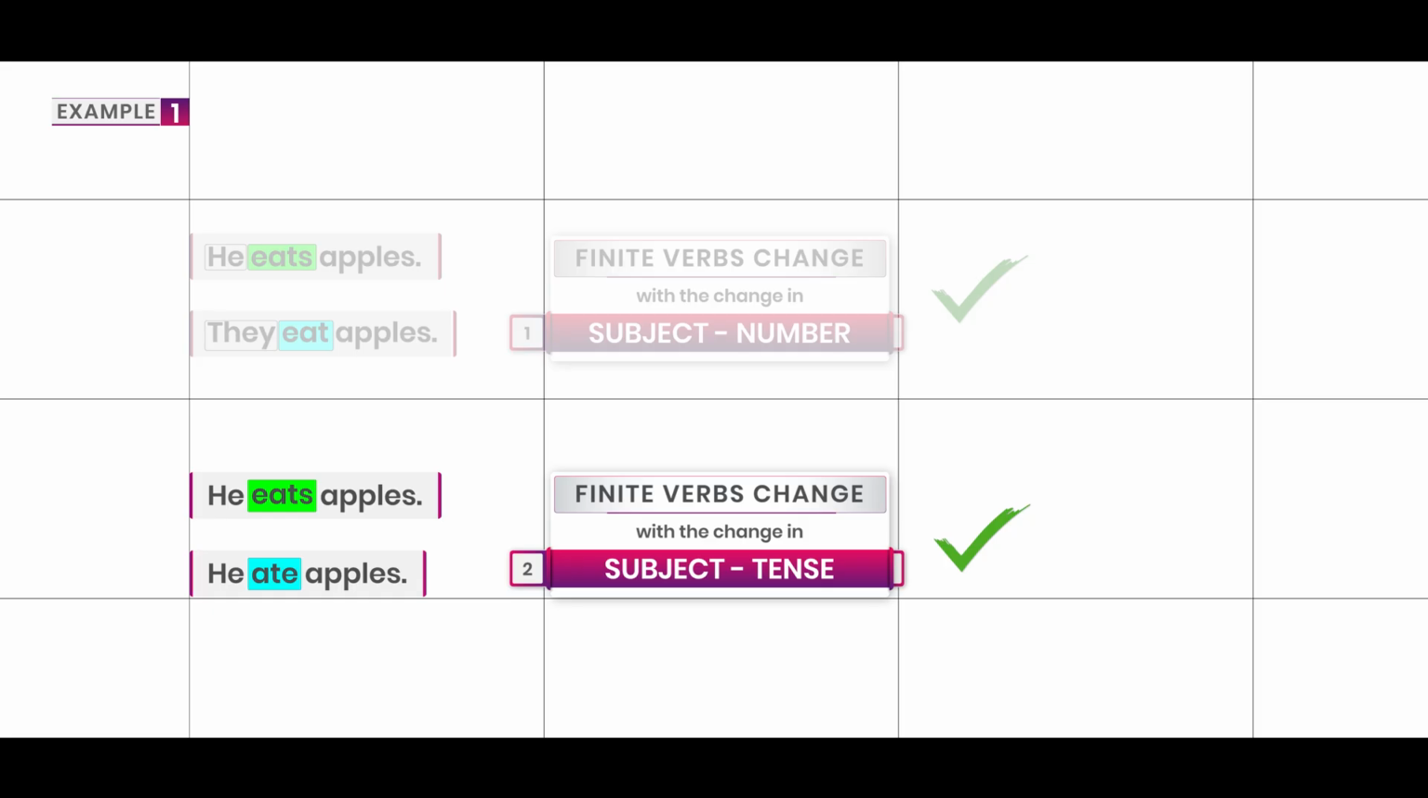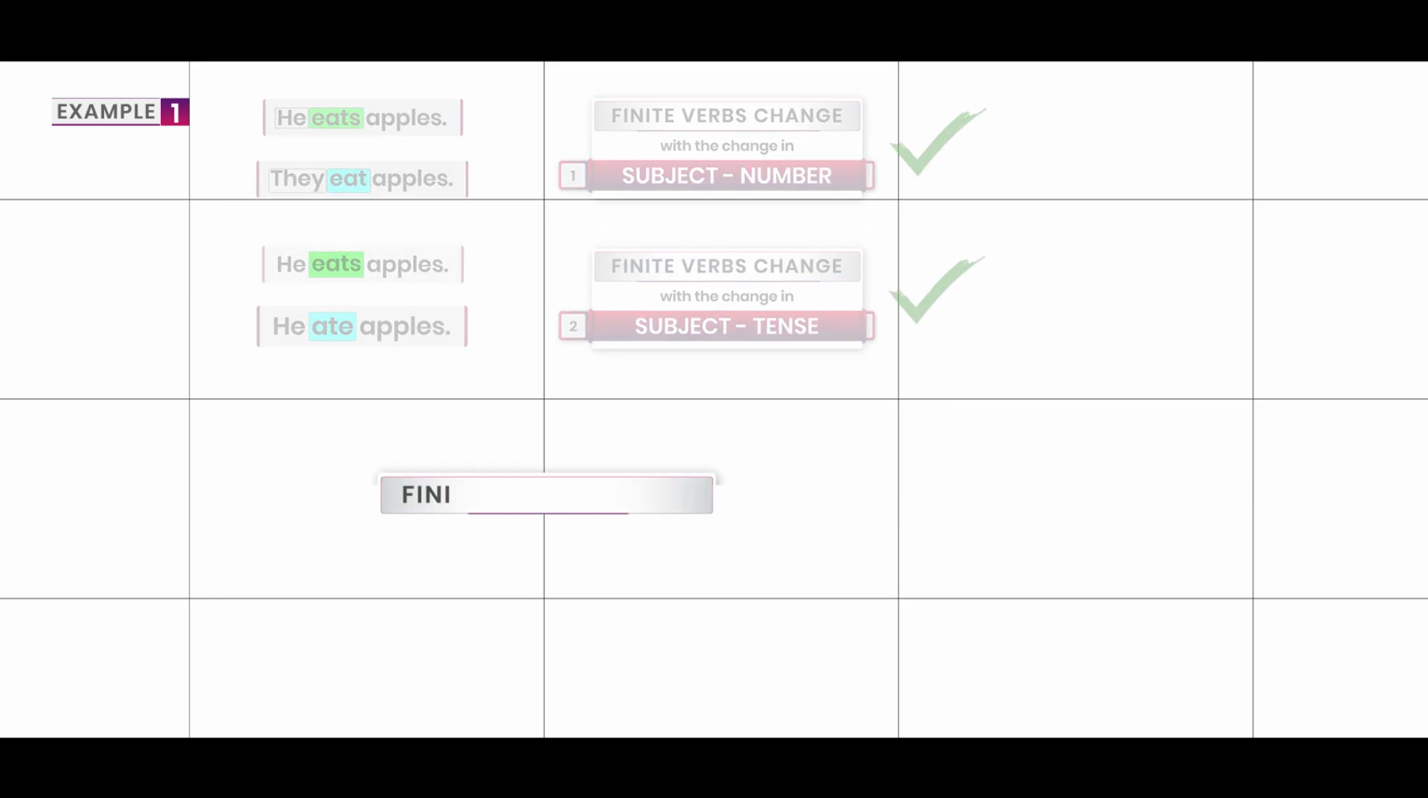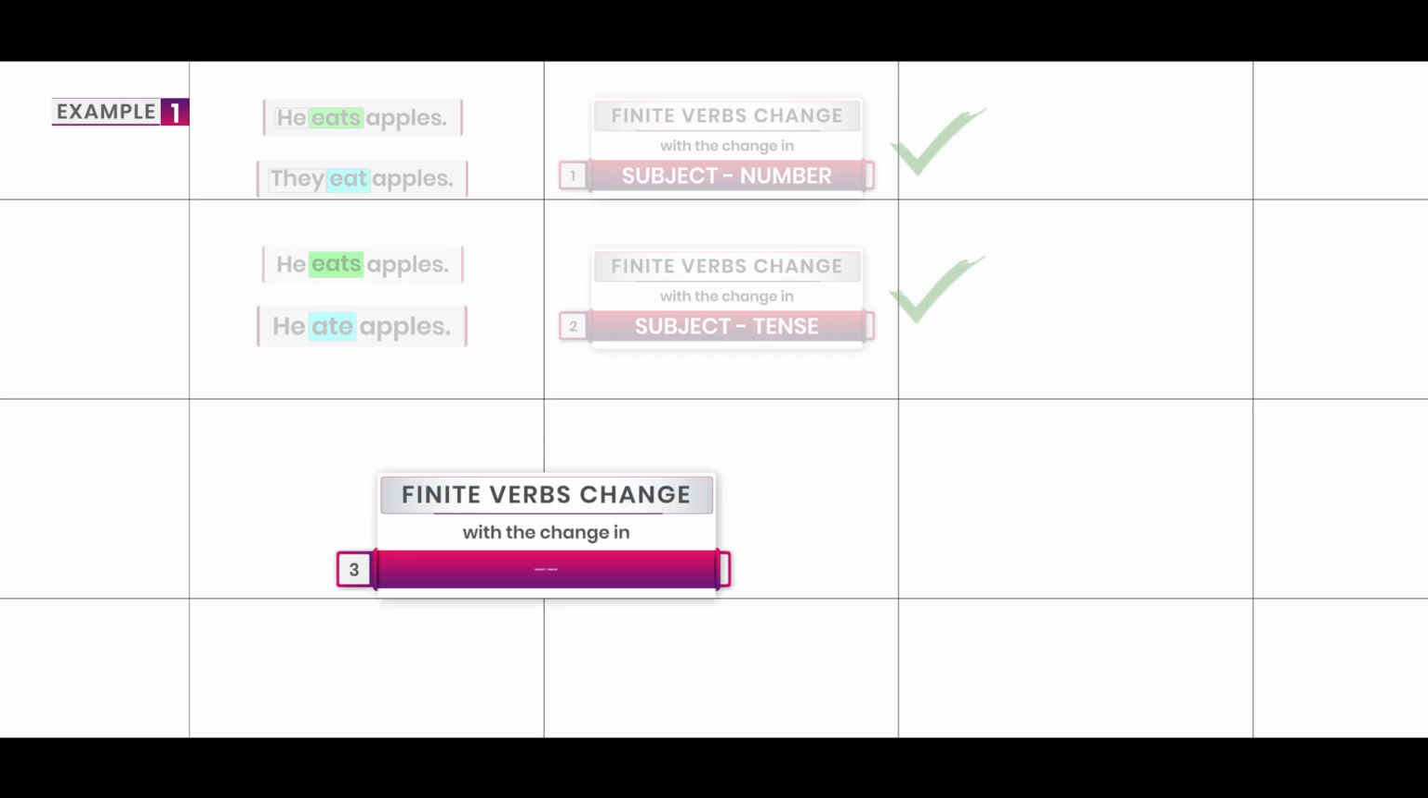But then not just that, what you also have to understand is that the finite verbs also change as the subject person changes. Well, what does that mean? Let me tell you.